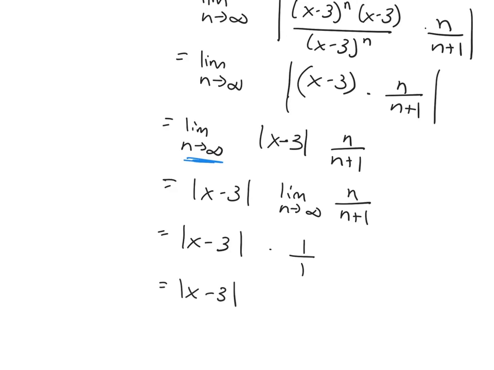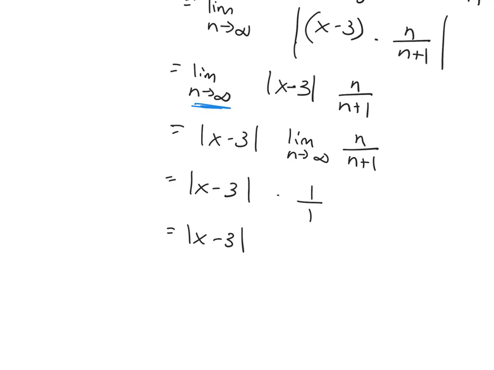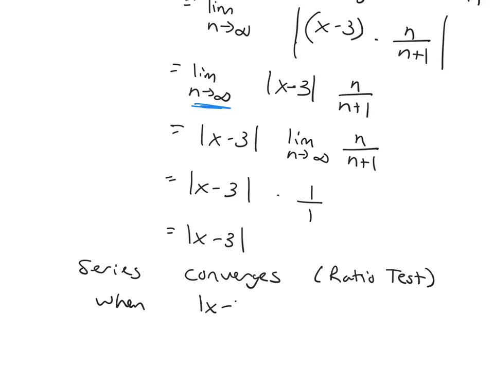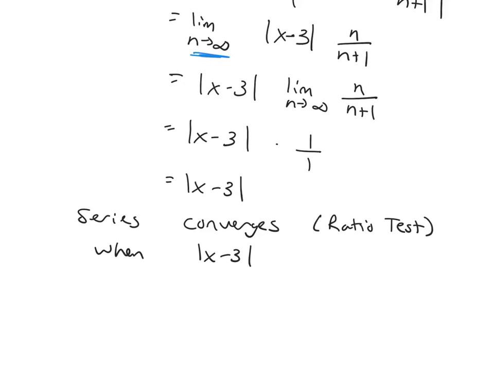So I'm left with the absolute value of x minus 3. So we've finished calculating our limit, which means we can go back to our statement of the ratio test. I need that number to be less than 1 in order to converge, okay? So this series converges by the ratio test when this number, absolute value of x minus 3, is less than 1.